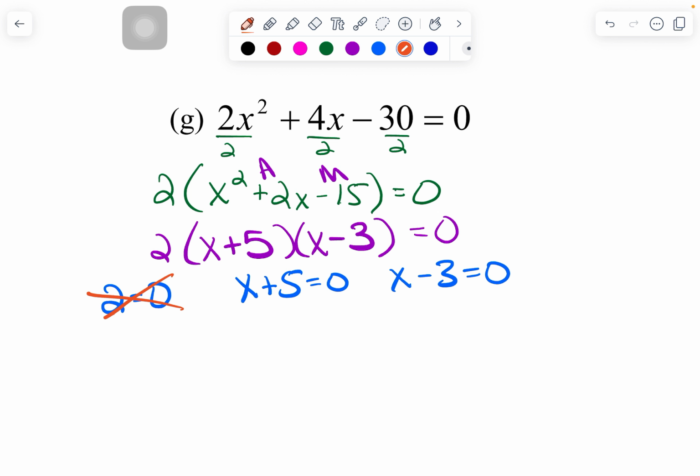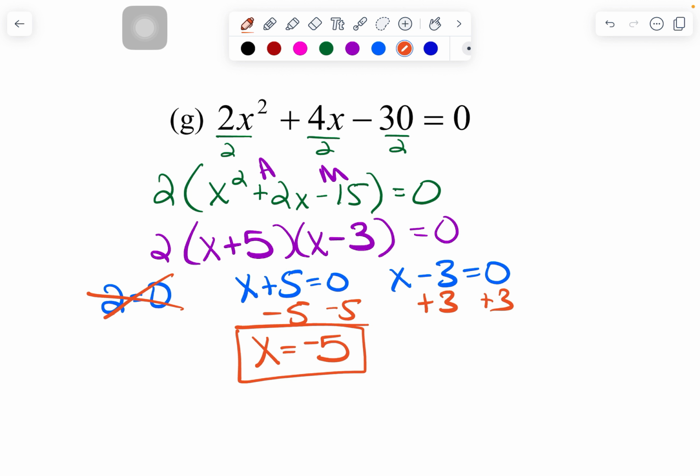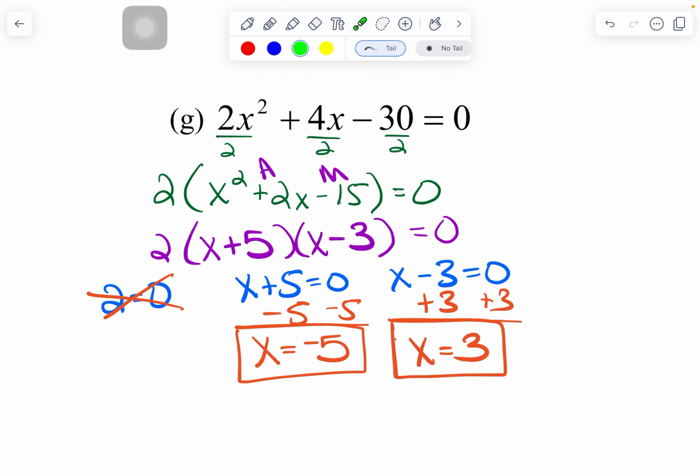So this one, x plus 5, I'm going to subtract 5 from both sides. That's going to get me x equals negative 5. And then x minus 3 equals 0. To solve that, I'm going to add 3 to both sides. That's going to get me x equals positive 3. So while I had 3 factors here, 1, 2, 3 factors, I'm actually only getting 2 answers. That's coming from the fact that one of our factors, specifically the 2, is a numeric factor. It doesn't have a variable in it, so it's not going to have a solution for us. Okay, so that's part G.